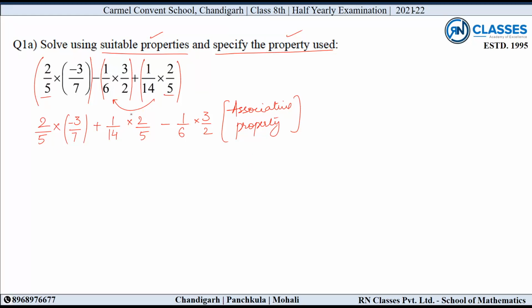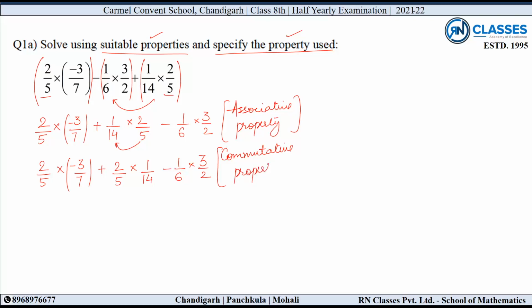Next, अभी 2 by 5 common निकाल सकते हैं? We cannot take 2 by 5 common right now. First we have to commute it. Sides change. 2 by 5 into minus 3 by 7 plus 2 by 5 into 1 by 14 minus 1 by 6 into 3 by 2. Right? हमने क्या किया? Commute किया. Means which property did we use? Commutative property. Right? Next. Now 2 by 5 can be common.